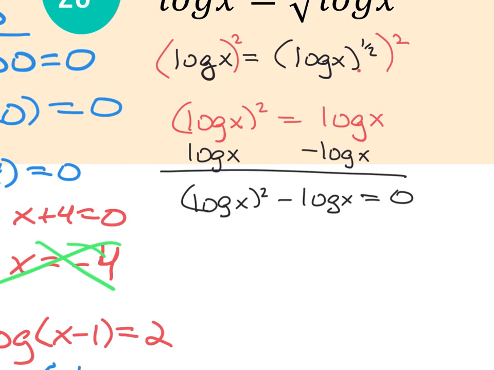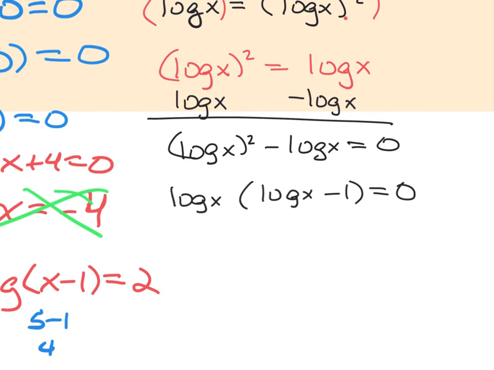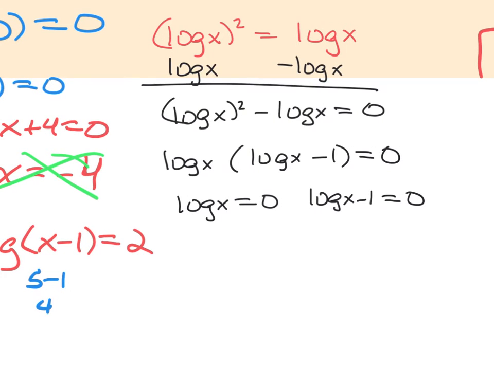I'm going to factor out a GCF. I'm going to factor out a log x. And then I'm left with log x minus 1 equals 0. And now I can set each of my factors equal to 0. So log x equals 0. Log x minus 1 equals 0. I can put them into exponential form now. Remember that each of these has a little assumed base 10. So we're doing 10 to the 0 power equals x. So this tells me x equals 1. Over here, 10 to the 1 power equals x minus 1. I get 10 equals x minus 1.